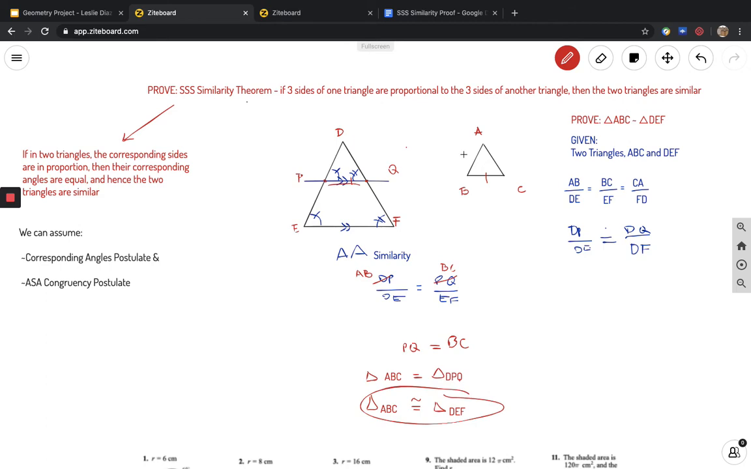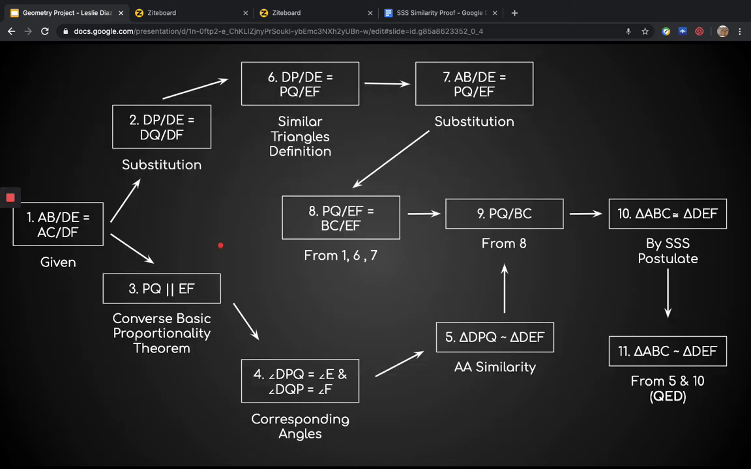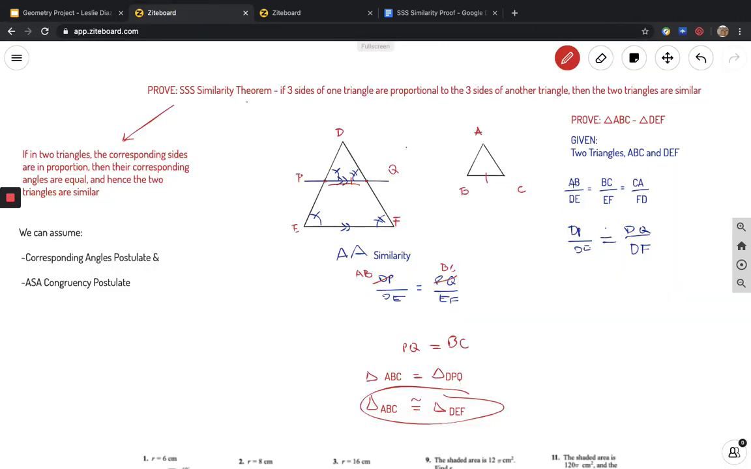All right, you guys. I am sorry if that was hard to follow, but in case it was, we have come prepared with our proof. What we did is that we had our triangle with AB over DE and AC over DF, which was given.